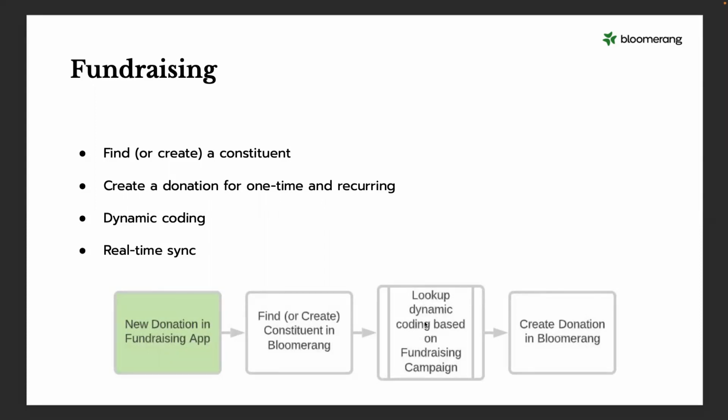This dynamic coding step right here is what really makes this solution scalable, because as you add new fundraising campaigns in your app, you can ensure that when they sync to Bloomerang, they are being coded with the appropriate fund, campaign, and appeal. In syncing your fundraising data to Bloomerang, this allows you to centralize reporting and really see that full picture of constituent engagement and giving in a single platform, instead of having to pull giving metrics from two different systems.